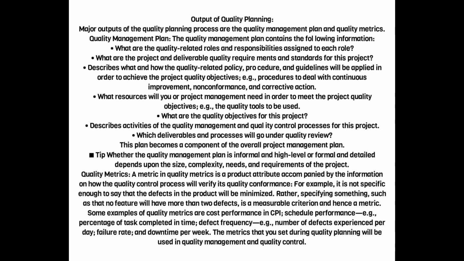Quality metrics. A metric in quality metrics is a product attribute accompanied by the information on how the quality control process will verify its quality conformance. For example, it is not specific enough to say that the defects in the product will be minimized. Rather, specifying something such as that no feature will have more than 2 defects is a measurable criterion and hence a metric. Some examples of quality metrics are cost performance, or CPI; schedule performance, for example, percentage of tasks completed in time; defect frequency, for example, number of defects experienced per day; failure rate; and downtime per week. The metrics that you set during quality planning will be used in quality management and quality control.